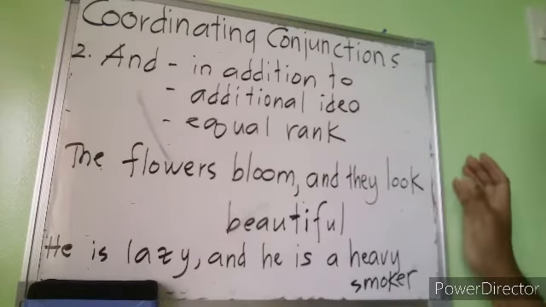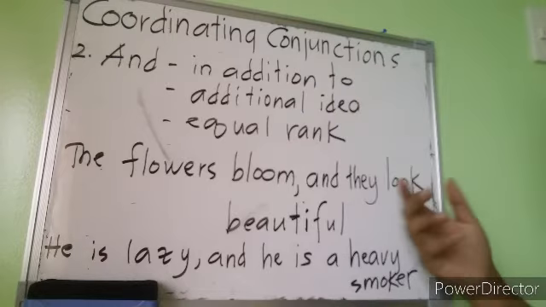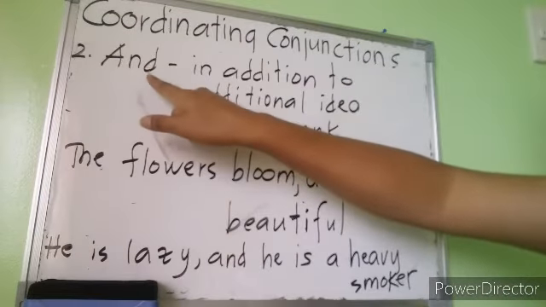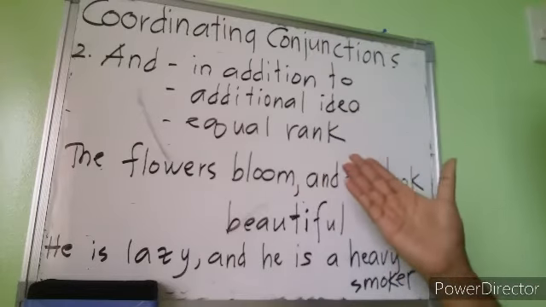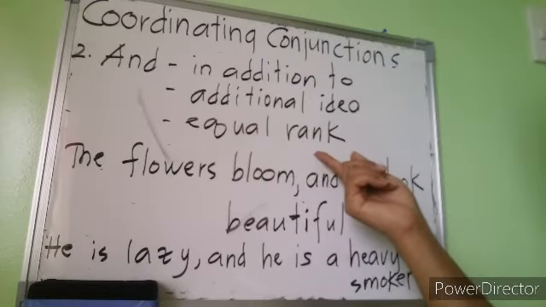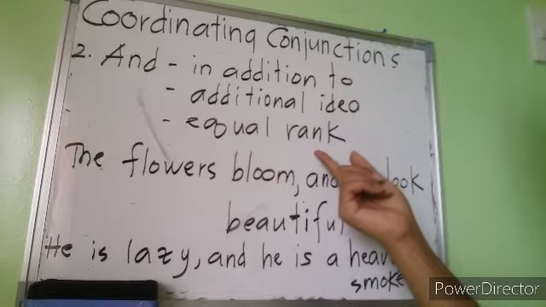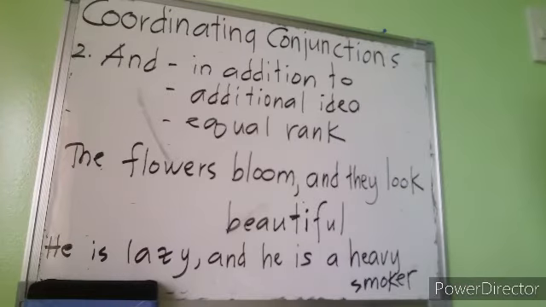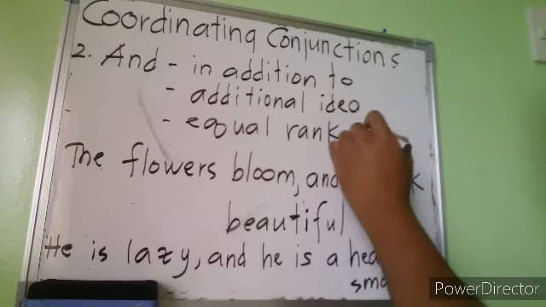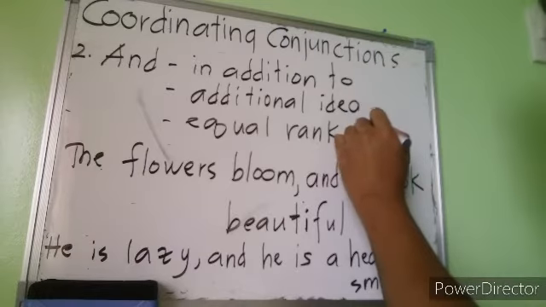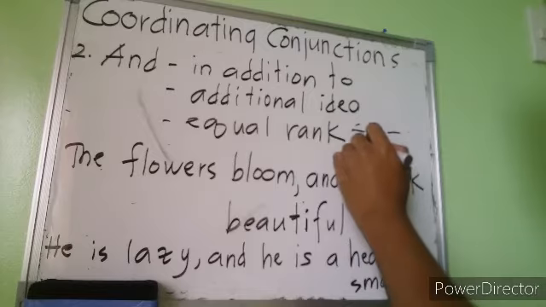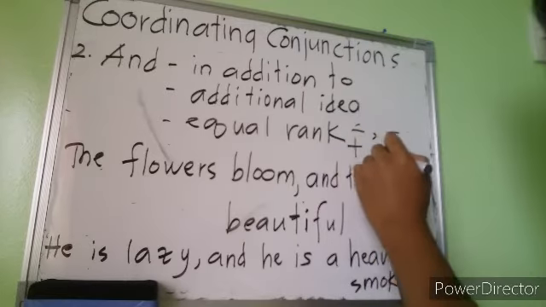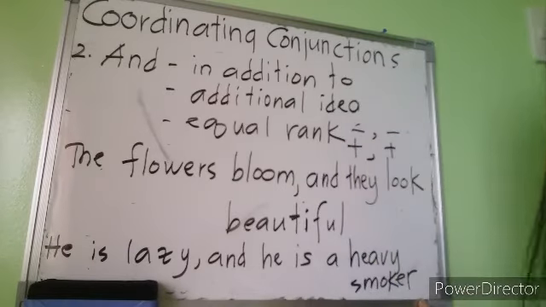Here are examples of the coordinating conjunction and. We said that and is in addition to; you're just adding some information of equal rank, right? When we say of equal rank, if the first idea is negative, the second idea is also negative. If the first idea is positive, the second idea is also positive.